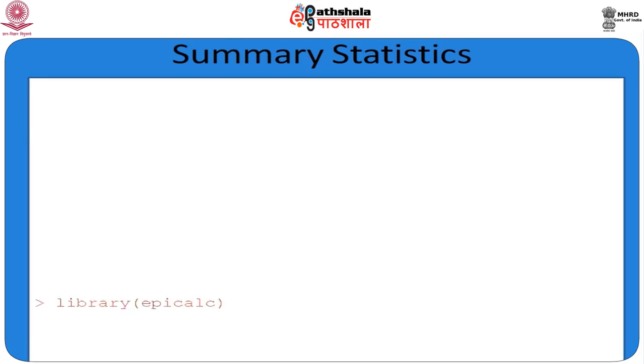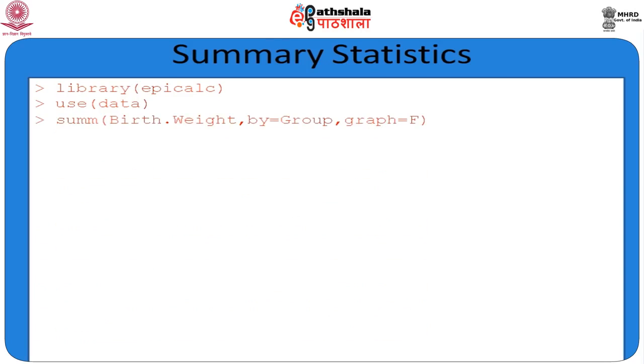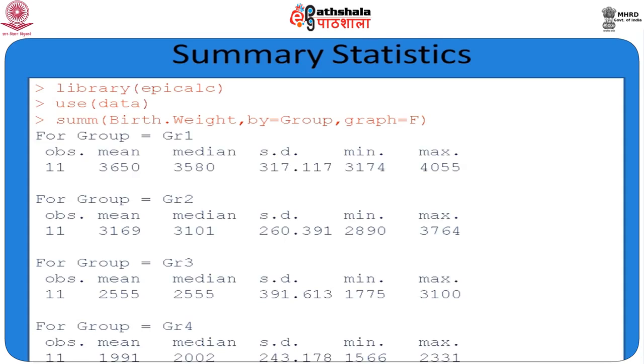As I said, I'll generate a few basic descriptives. To generate the descriptives, I'll call the epicalc package and the function summ, and use the function use data. That function is used to attach the data, so directly you can access the columns of the data frame. So here I generated the summary of birth weights stratified by the different groups. The mean and median are not that different, so it seems the data is quite symmetric.